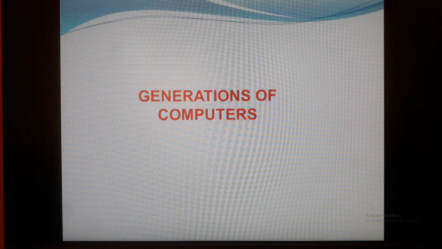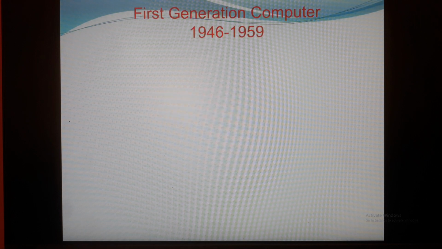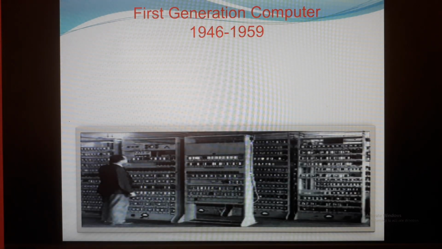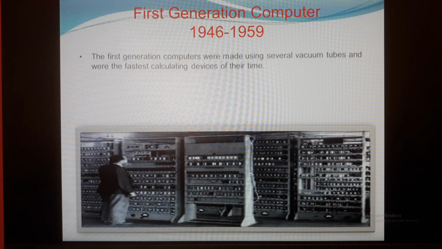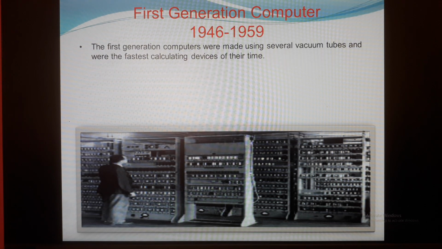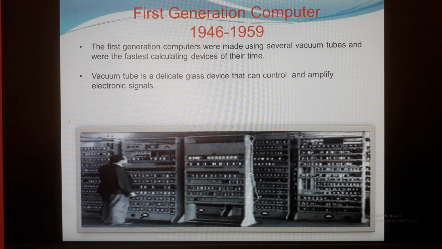Let us start with first generation computer. First generation computer was used between 1946 to 1959. This is the picture of first generation computer. Let us go through the features of first generation computer. Number one, first generation computers were made using several vacuum tubes and were the fastest calculating devices of their time. A vacuum tube is a delicate glass device that can control and amplify electronic signals.